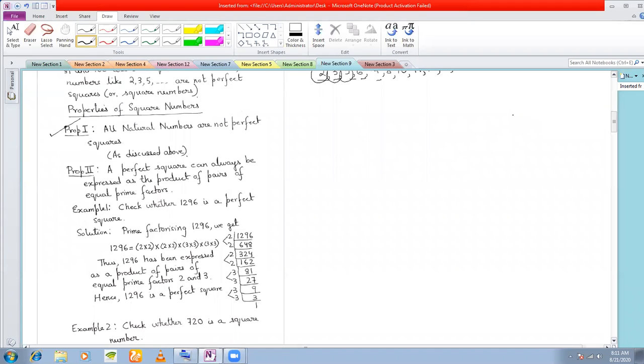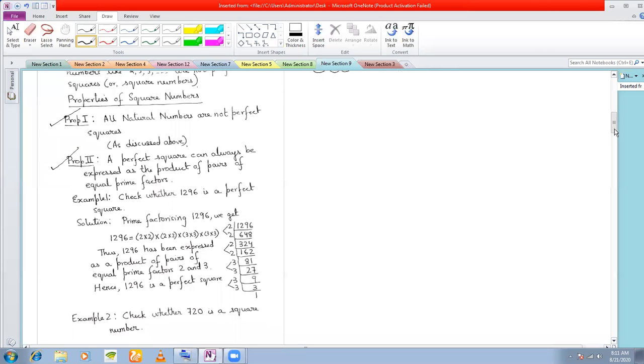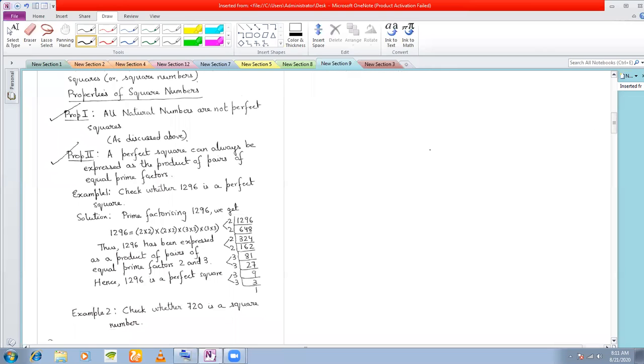The next property is that a perfect square can always be expressed as a product of pairs of equal prime factors. Very important property. This will form our basis of finding the square roots later on. How to find out the square root? We shall use this property to find out the square roots of numbers.